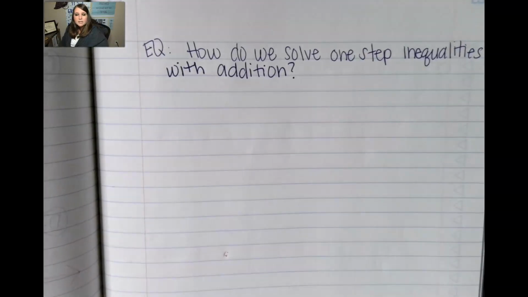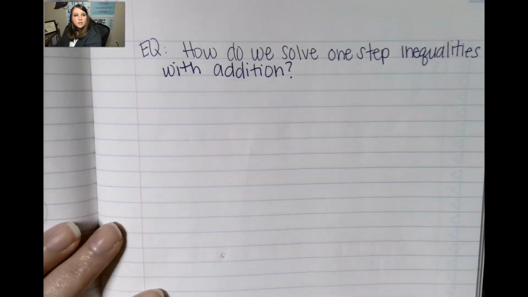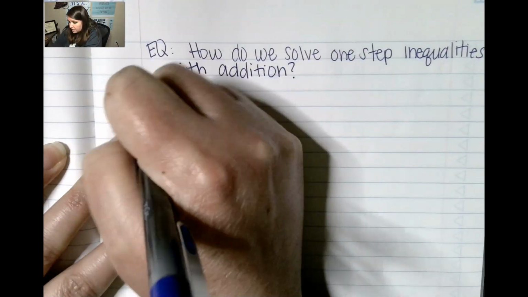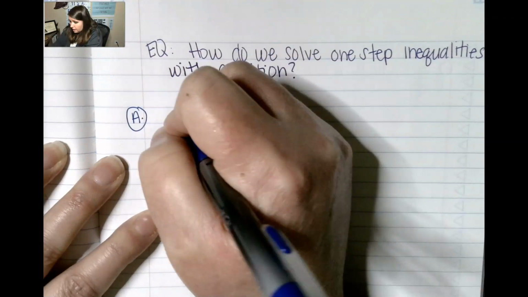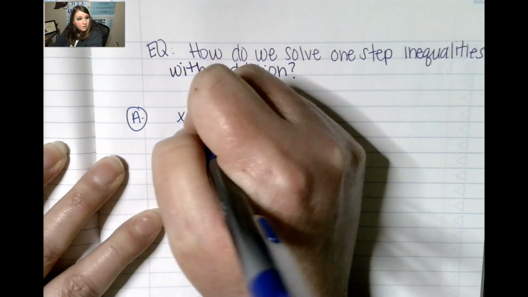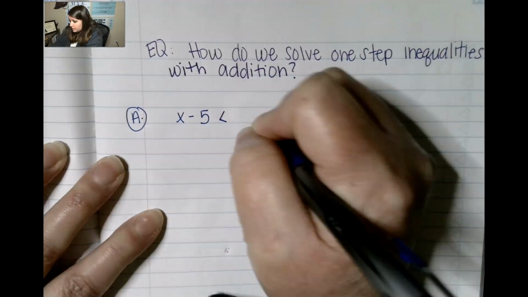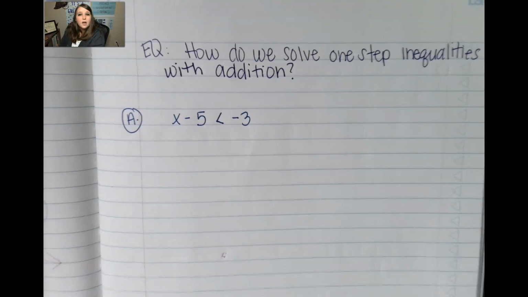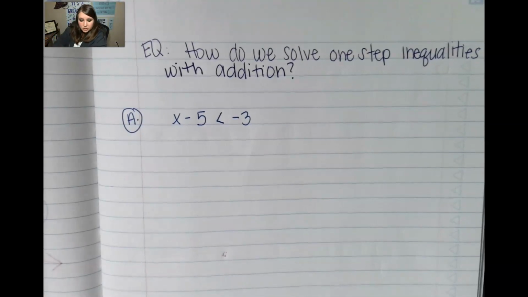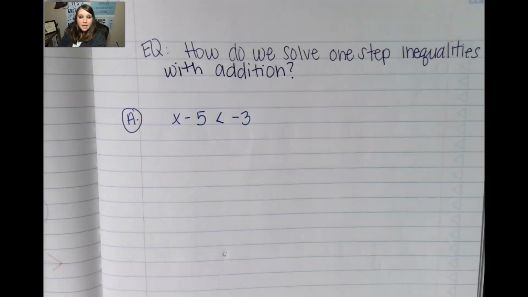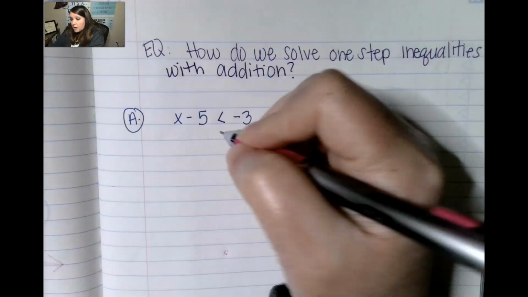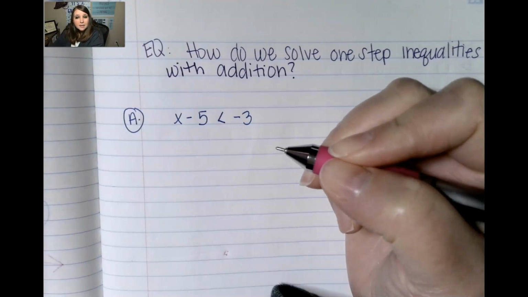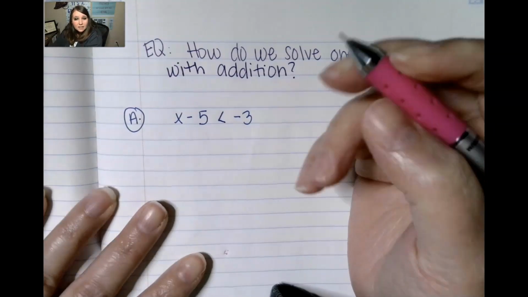So solving one-step inequalities, the first thing we're going to do is start with a problem that looks like this. Example A: x minus 5 is less than -3. So our job to solve this problem is first to draw a balance line. Typically, we would draw the balance line in the equal sign. However, we don't have an equal sign.